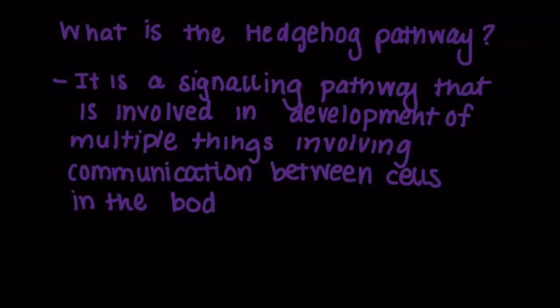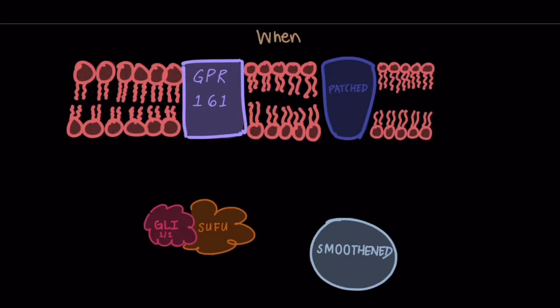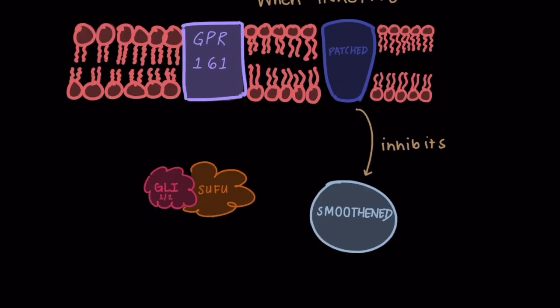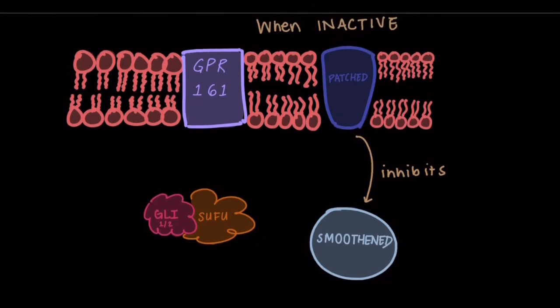The Hedgehog pathway is a signaling pathway that's involved in the development of multiple things involving communications between cells in the body. Let's get started with the pathway when Sonic Hedgehog is not present, which is considered inactive. First off, Patched inhibits Smoothened, and by doing this, Smoothened can no longer make its way into the cell membrane. SUFU and GLI form a complex in the membrane, and this inhibits GLI while it is bound.